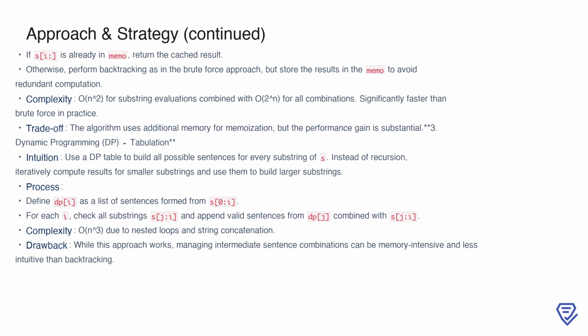Another alternative is to use dynamic programming with tabulation. In this approach, we iteratively compute all possible sentences for smaller substrings and use them to construct results for larger substrings. For this, we define dp[i] as the list of sentences formed from S[0:i]. For each index i, we check all possible substrings S[j:i] and combine valid results from dp[j] with S[j:i]. While this has a complexity of O(n³), due to nested loops and string concatenation, managing intermediate sentence combinations can become cumbersome and less intuitive compared to backtracking.